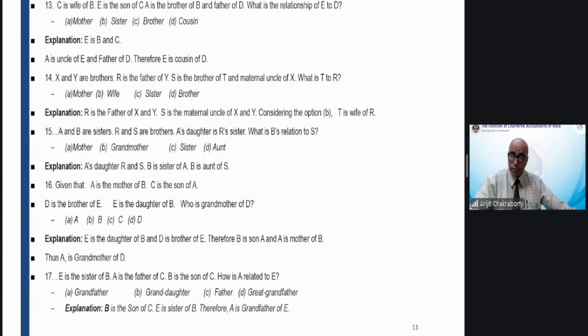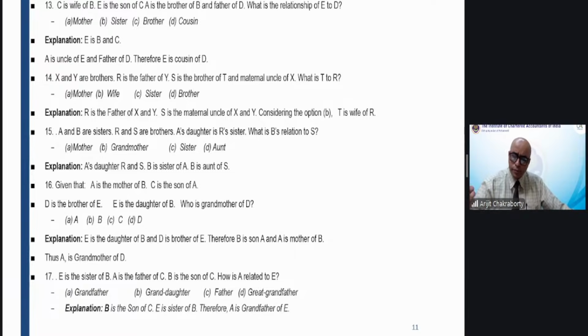Who is the grandmother of D? So from here you can easily understand who is the grandmother of D. The relation is like this. Question number 16 we are doing. A is the mother of B. A is female. B's daughter is E, and B's son is D. So B has two children, D and E, where D is the son and E is the daughter. B's mother is A. Question is, who is the grandmother of D?